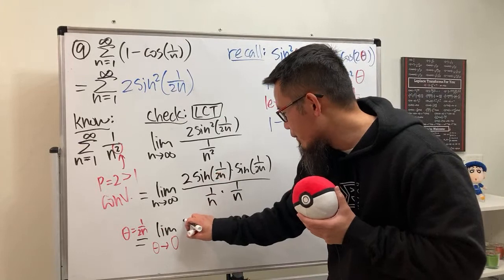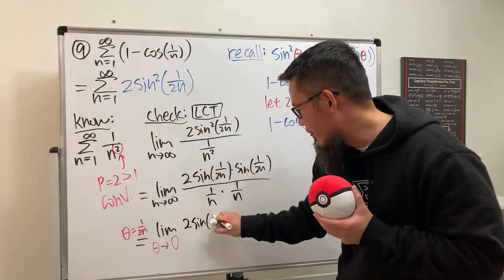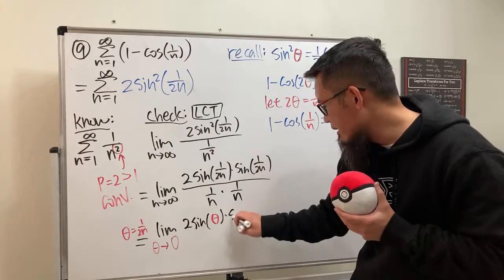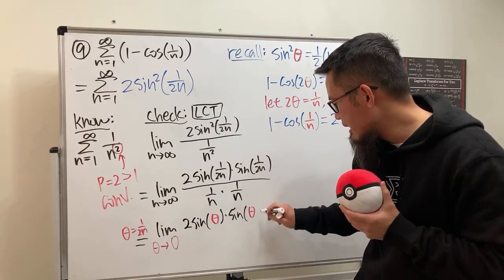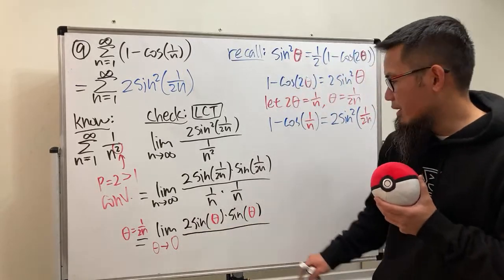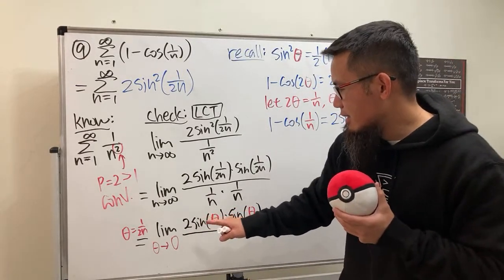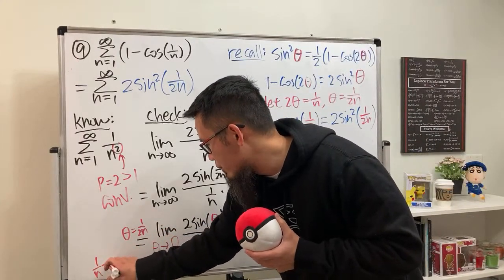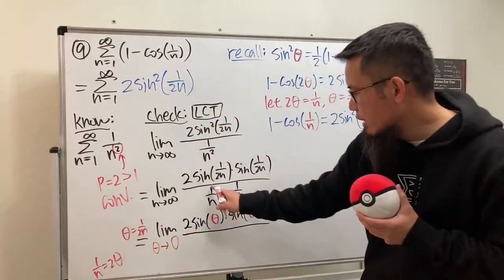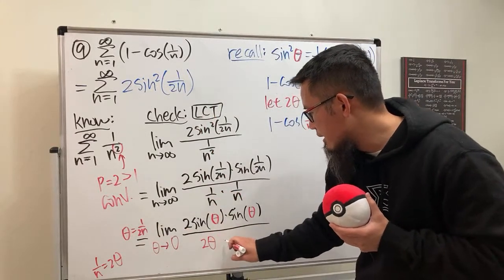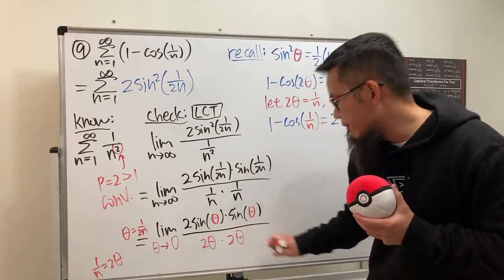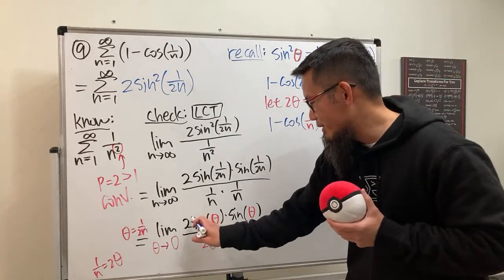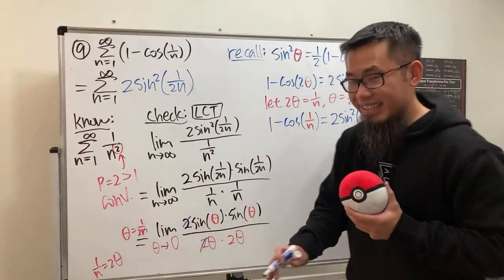And we have 2 sine of theta times sine of theta, and then over, if theta is equal to 1 over 2n, that means 1 over n is equal to 2 theta. So this thing is 2 theta, and this thing is also 2 theta. Now you know what we can do. First, we can cancel the 2.